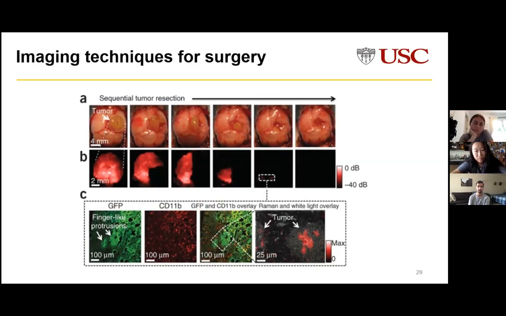And I can send you guys more links in the sub-cohort Slack group if you're interested in learning more about how imaging techniques can be used for surgery. And with that, I will go ahead and pass along to Joycelyn. Awesome, thanks, Nina.